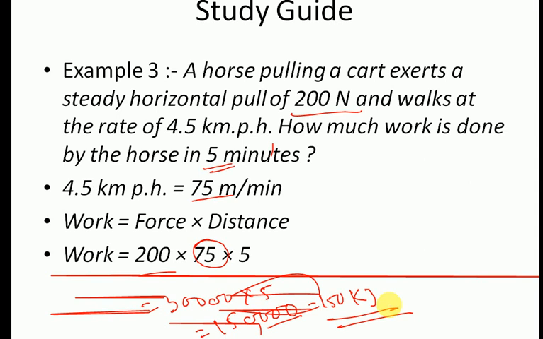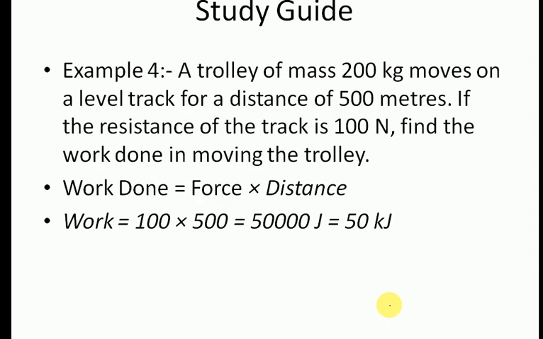Moving to our next problem. Here is a very typical question, a very good question. A trolley of mass 200 kg moves on a level track for a distance of 500 meter. If the resistance of the track is 100 Newton, find the work done in moving the trolley. Work done equals force into distance. Force is 100 Newton, and distance is 500 meter.